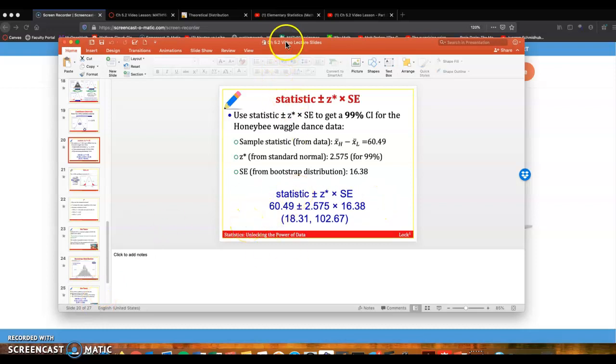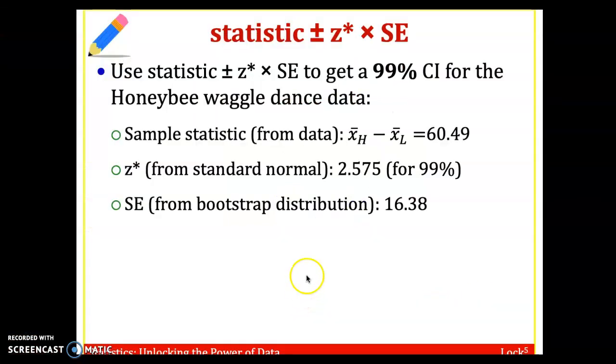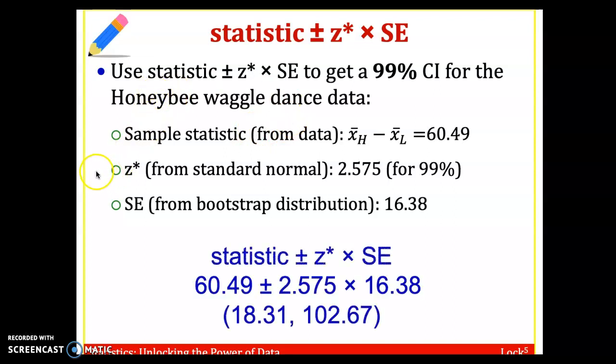All right, welcome back to the Chapter 5.2 video lecture series. In the last video, we finished looking at a 99% confidence interval for the Honeybee Waggle Dance. And I mentioned, don't forget, that the larger the confidence level, then also the larger the confidence interval.